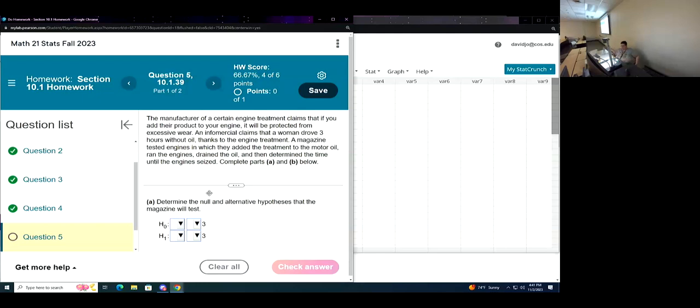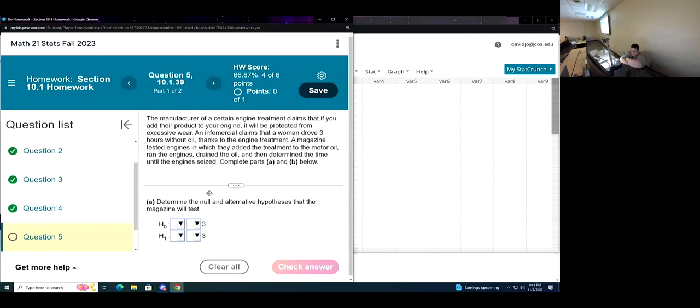Question number 5. The manager of a certain engine treatment claims that if you add the product to your engine, it will be protected from excessive wear. This sounds like some Chevron stuff. An infomercial claims that a woman drove 3 hours without oil thanks to the engine treatment. A magazine tested engines in which they added the treatment to the motor oil, ran the engines, drained the oil, and then determined the time until the engine ceased. Complete parts A through B.